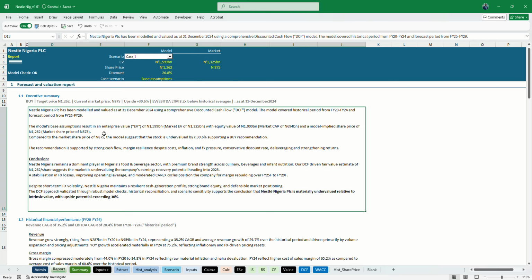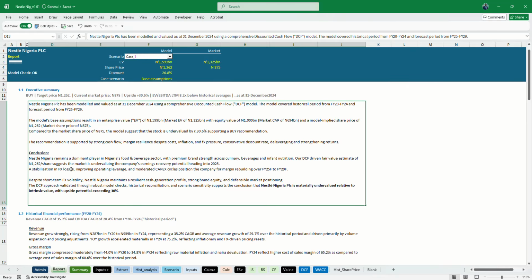I'm going to make this workbook available so that you can go through each of the worksheets to understand how we've created it. So you can also see the conclusion. So that's here.